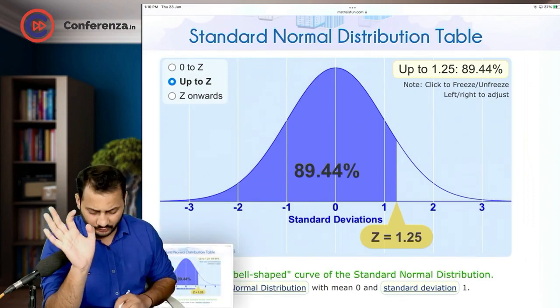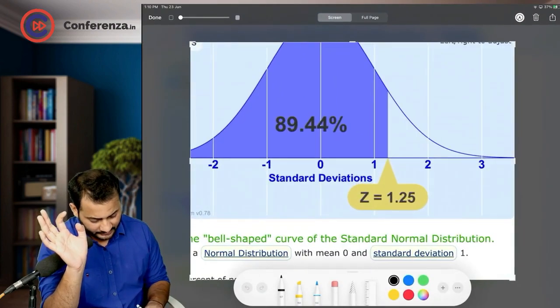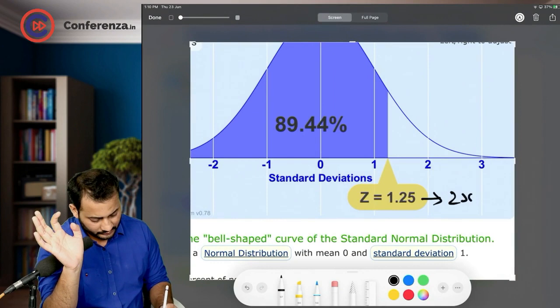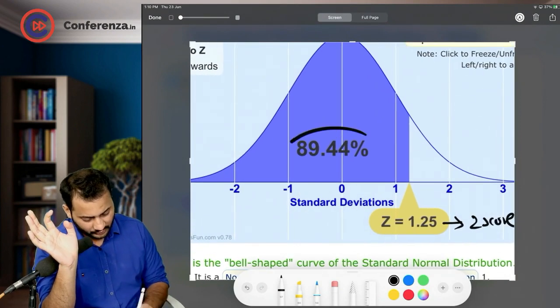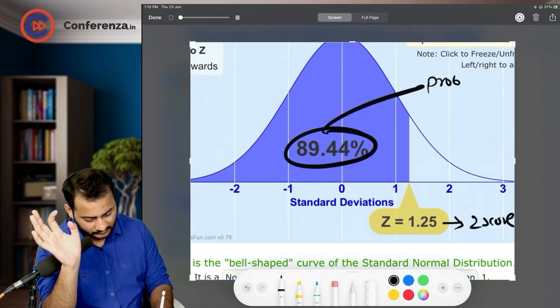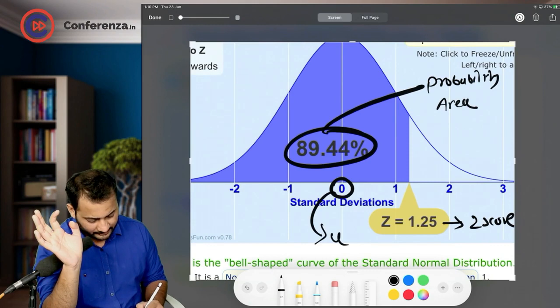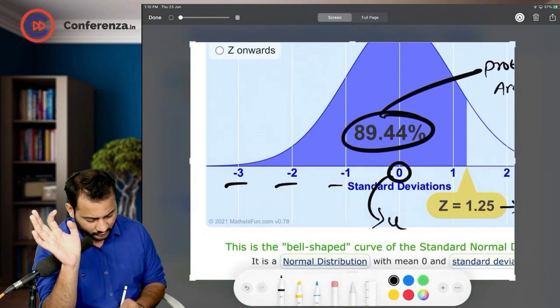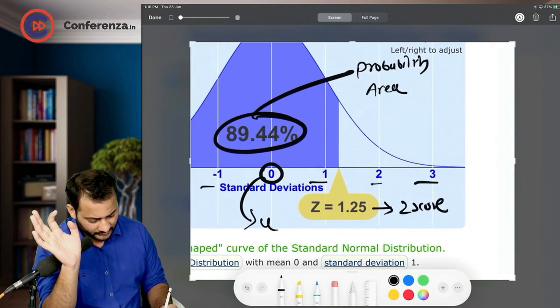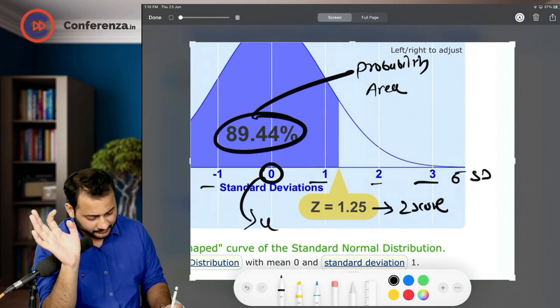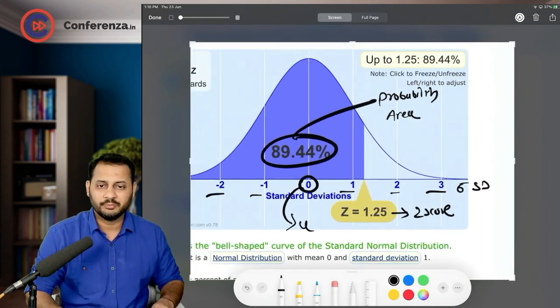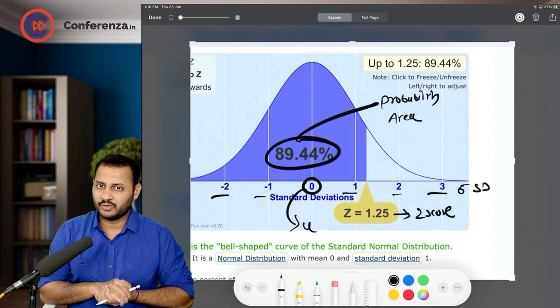See, at the end of the day, you need to understand a few things in this. This is called the Z score. This is called the probability. Somewhere it is called the area. This is called mu, meaning mean. And these 1, 2, 3 are called standard deviations: how far you are going from the mean. So these are the four things that you need to understand.